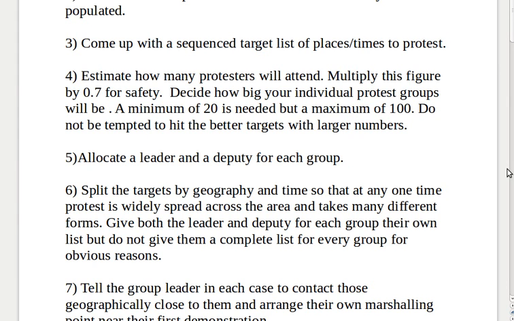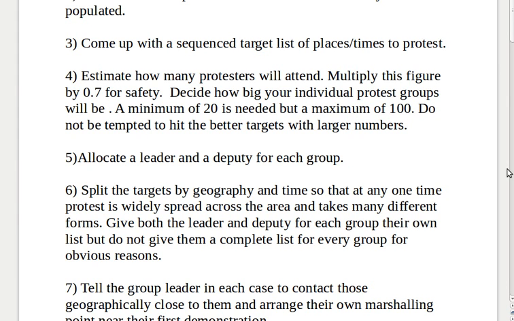And then the next thing to do is to put the time or times, because some of them may be crowded more than one time in the day. Some of them might be just lunchtime, some of them might be rush hours, some of them might be just evening. So you then come up with a sequenced target list of places and times to protest.